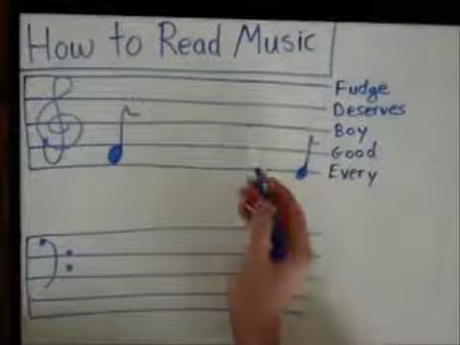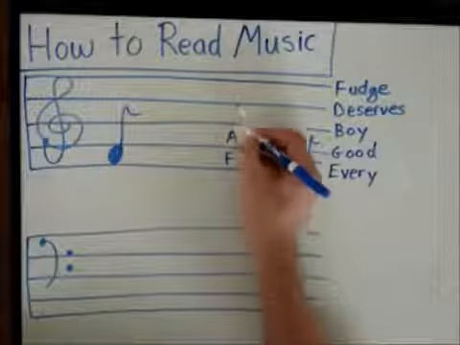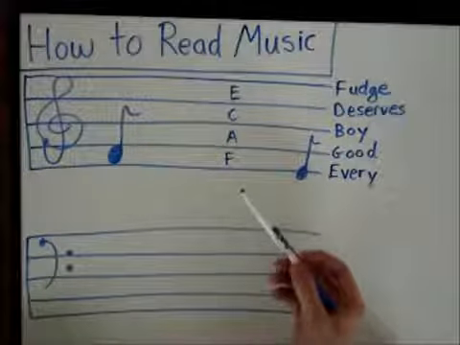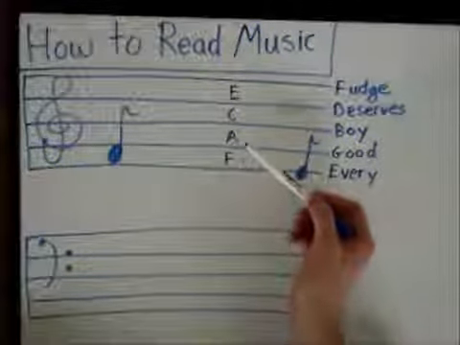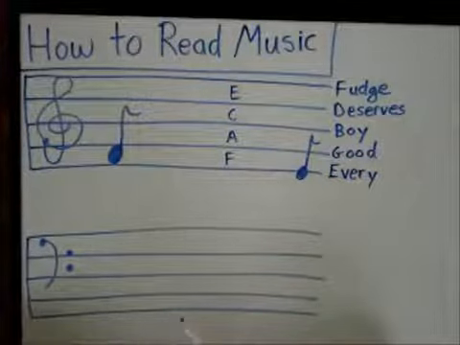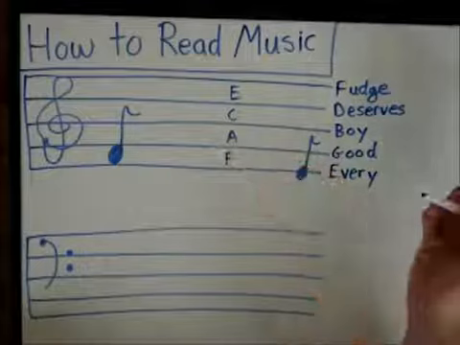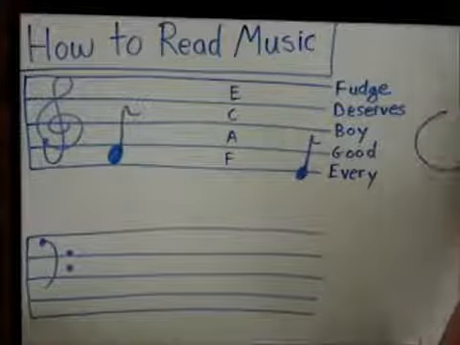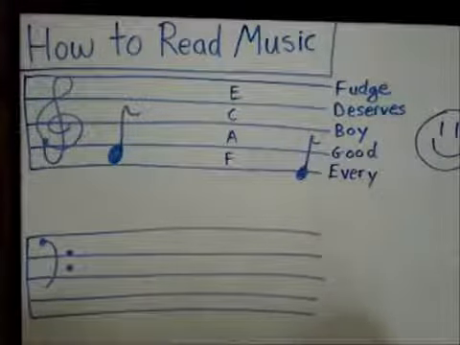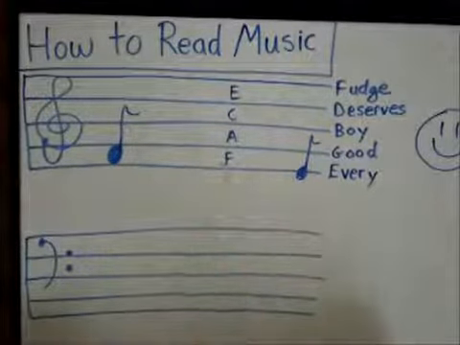What do these spaces represent on the treble clef? The first space represents F, and then the second A, third C, and fourth E. And that's a pretty easy thing to remember. All you have to remember is just a face. That's all you have to remember for that one. So if you see a note here in the space, that means you're going to play an F.